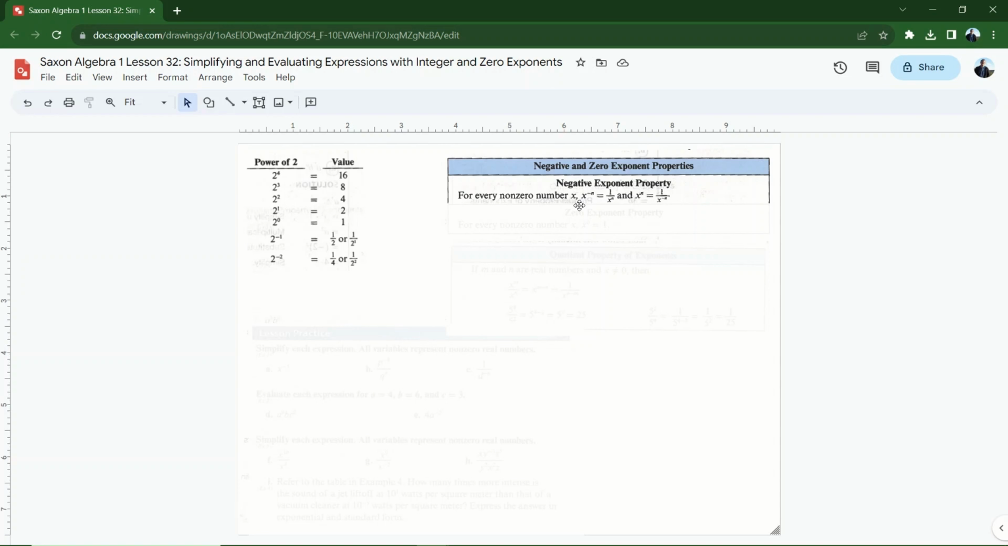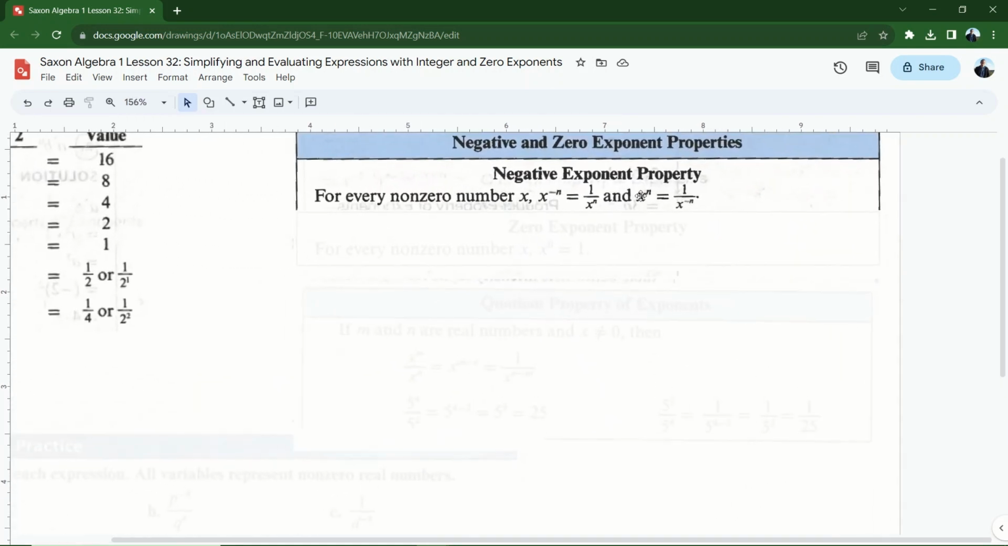But as long as x, your base, is not 0, if you have x to the negative n, it's the same thing as flipping x to the n to the other side of the fraction bar, and just making sure that on the other side of the fraction bar, your exponent value is positive. So under the fraction bar there, we have 1 over x to the n.